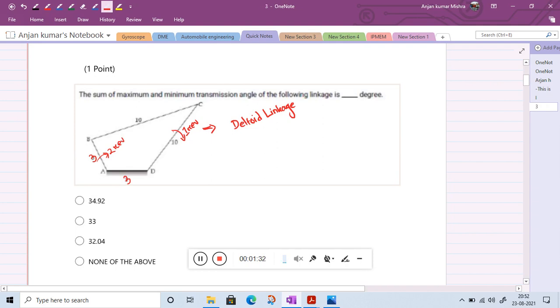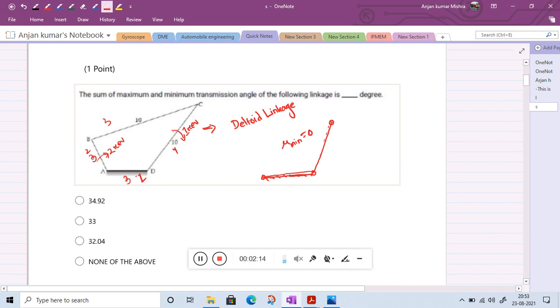In this problem we have to determine the maximum and minimum transmission angle, because it is asking about the sum. So we have to draw what will be the minimum transmission angle. Suppose we name these links 1, 2, 3, and 4. When link 2 coincides with link 1, obviously it is of the same length, and the other two links are also of the same length, so eventually this will be the position of mu min. So here mu minimum will be equal to 0.